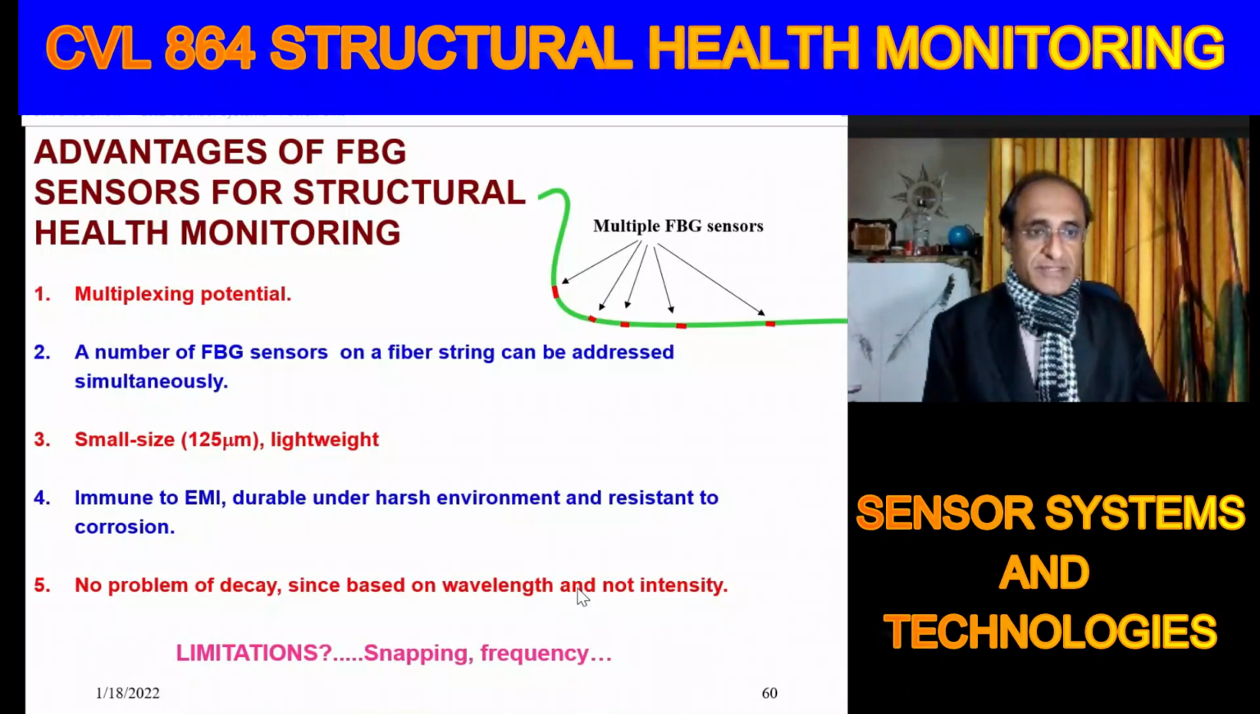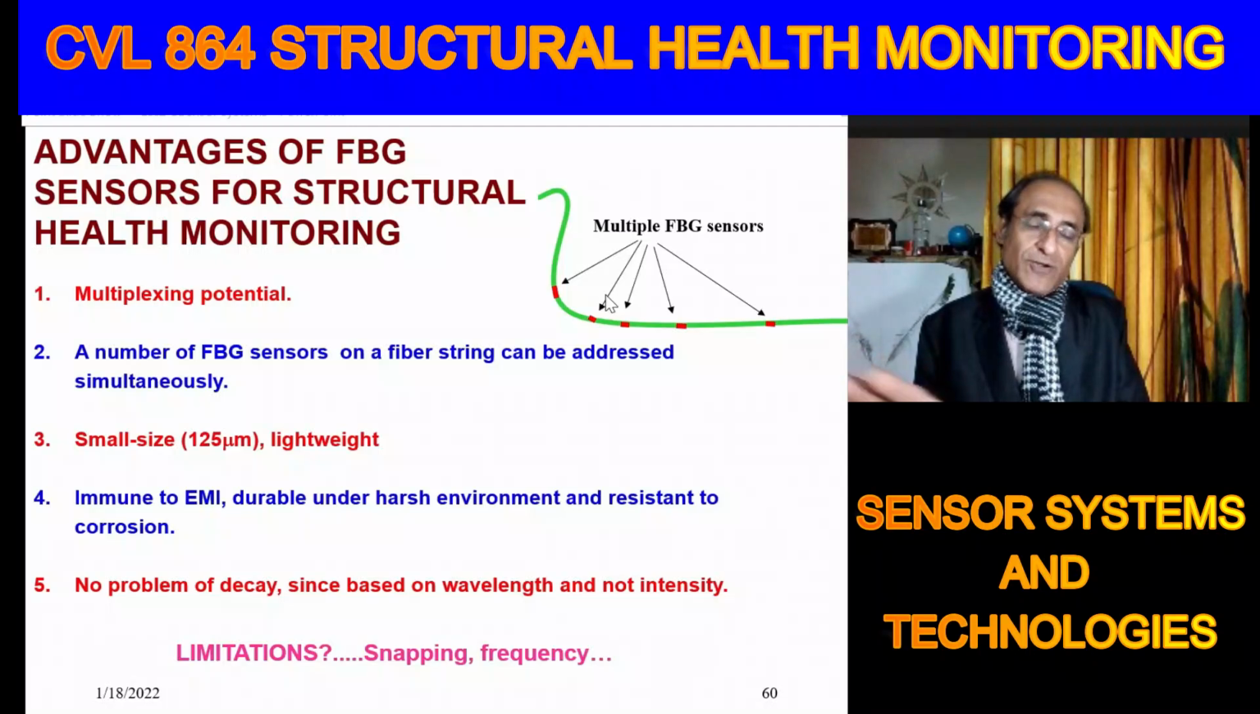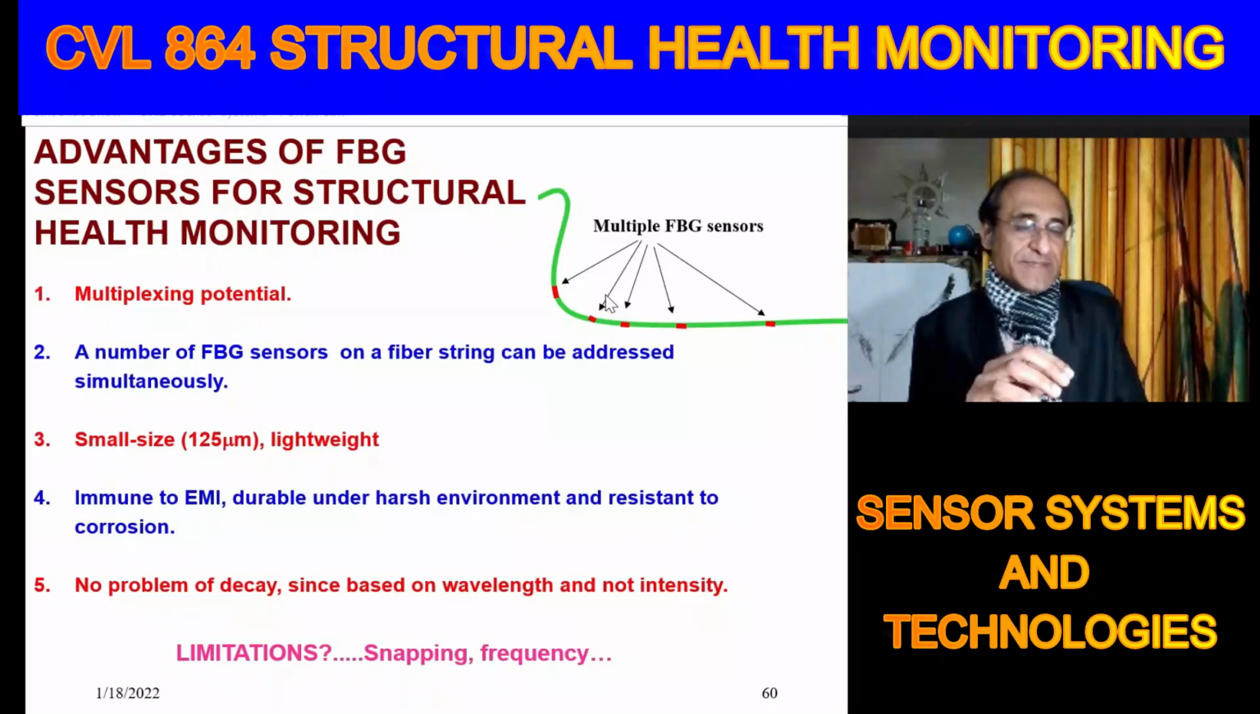So limitations are there. One limitation is that we are just relying on a single fiber, and if that fiber snaps somewhere, then all the 50 sensors are lost. So this is one of the drawbacks. It offers us the multiplexing flexibility, but we have to be very careful.